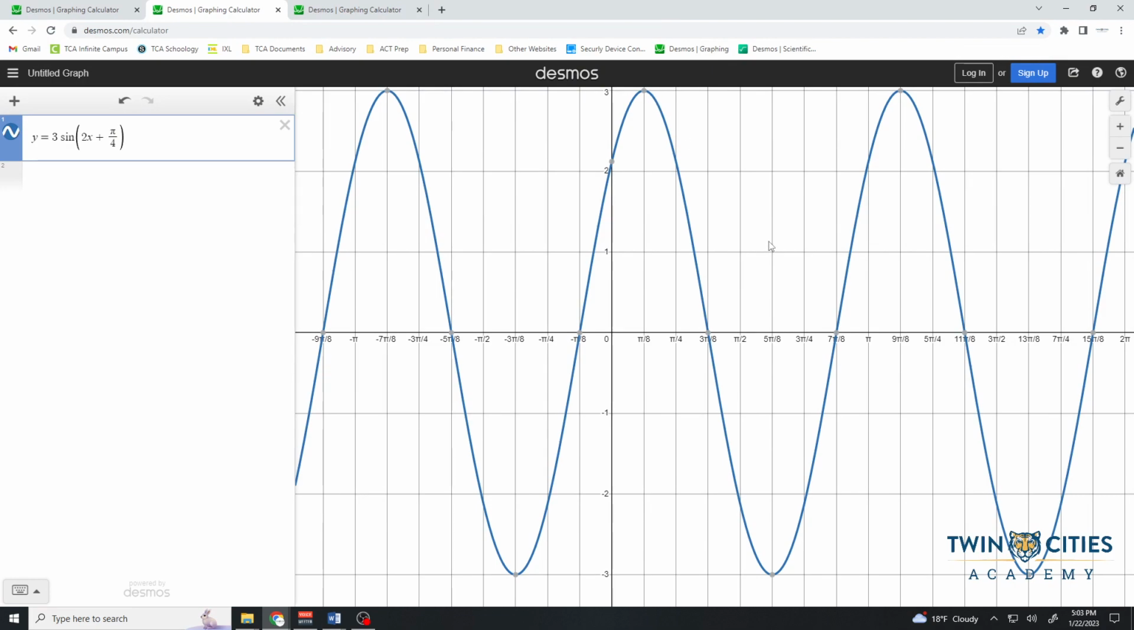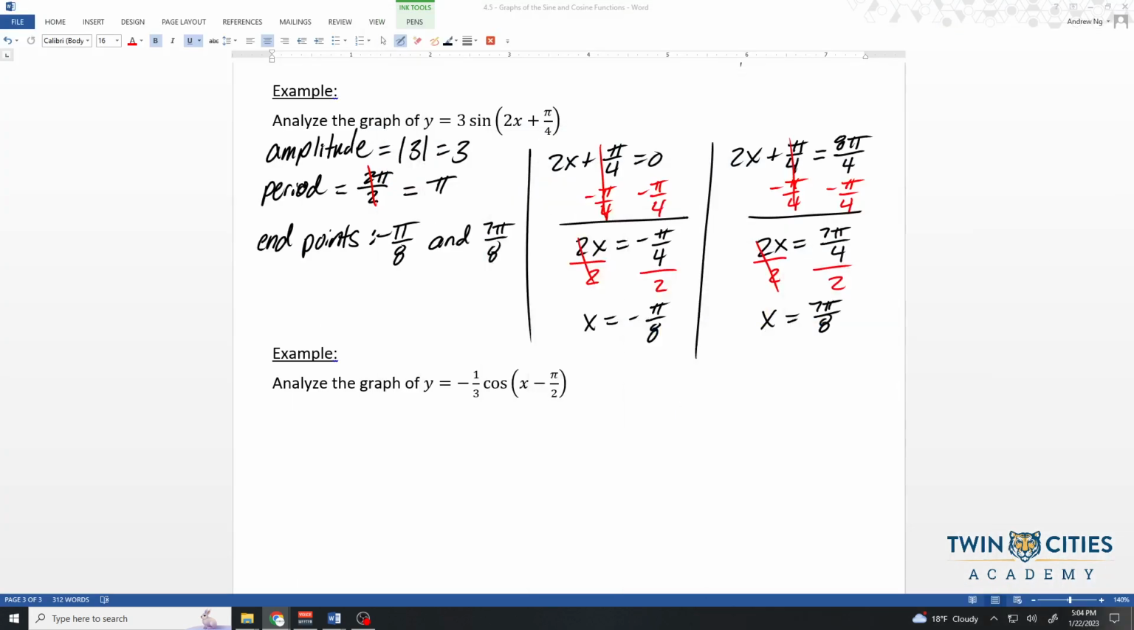So here we are. And we see a much taller graph. It goes up to 3 and then down to negative 3. So it's got a bigger amplitude. And we can see that this is a little bit tighter horizontally. Instead of stretching out, this is actually coming in more. At negative pi over 8, my halfway point, I'm going to go up, go down, and get back to that halfway point going up at 7 pi over 8. So this is the second example here. Let's take a look at the third.